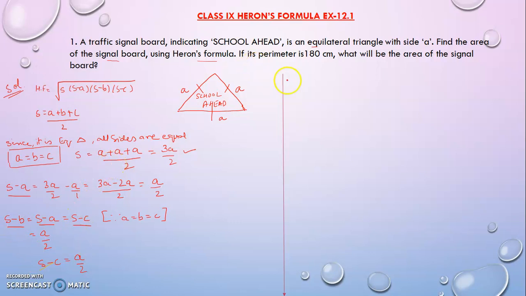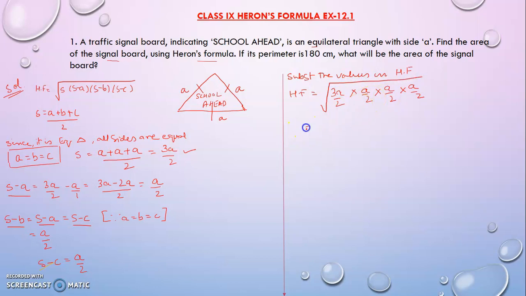Now I'm writing here on the right side, substituting the values in Heron's formula. This is Heron's formula. What is the value of S? 3A by 2, so write 3A by 2. What is the value of S minus A? S minus A is A by 2. What is the value of S minus B? A by 2. What is the value of S minus C? A by 2. And taking the whole square root.